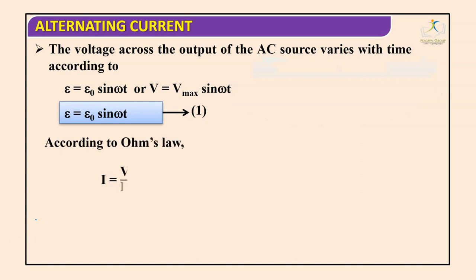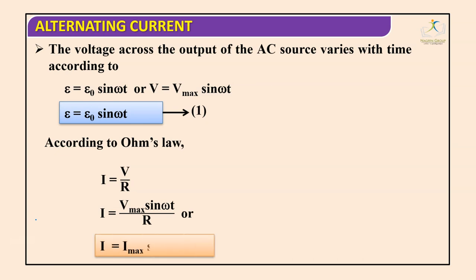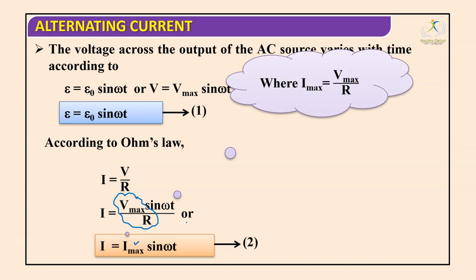According to Ohm's law, I is equal to V by R. So I is equal to V max sine omega t by R, or we can say I is equal to V max by R, which is I max, into sine omega t. Understood? This is equation number 2, where I max is equal to V max by R.